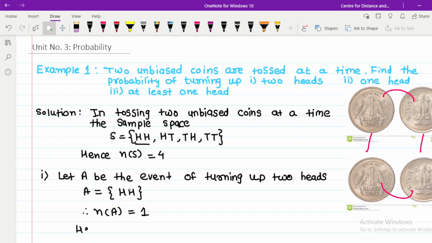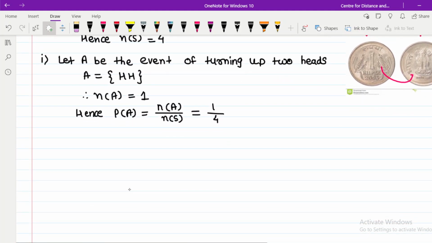Here we have to find out the probability. So we write first the formula for probability, that is n of A divided by n of S, which is equal to, the value of n of A is 1 and the value of n of S is 4. So we get the probability of turning up 2 heads is 1 by 4.